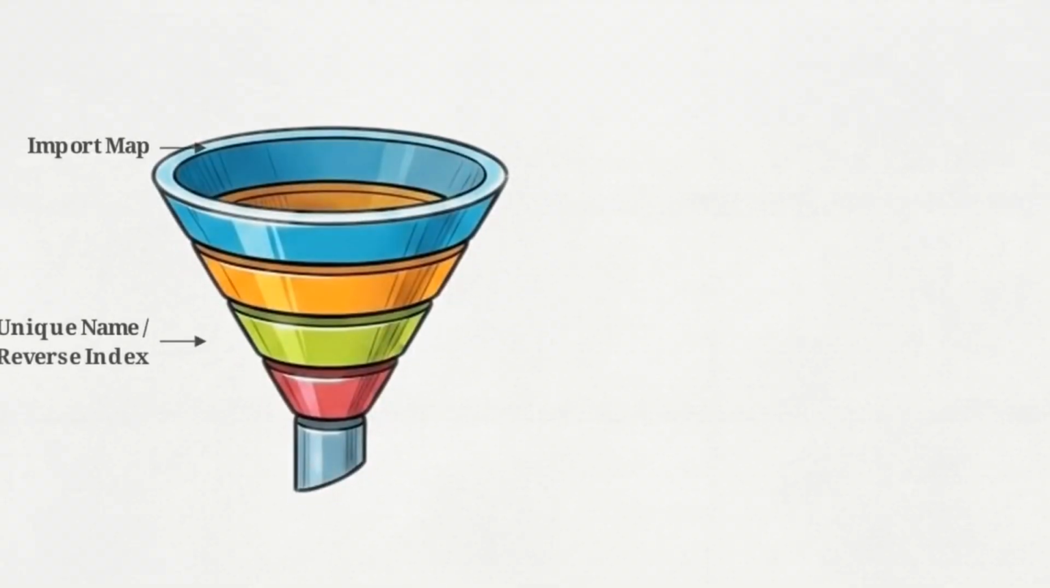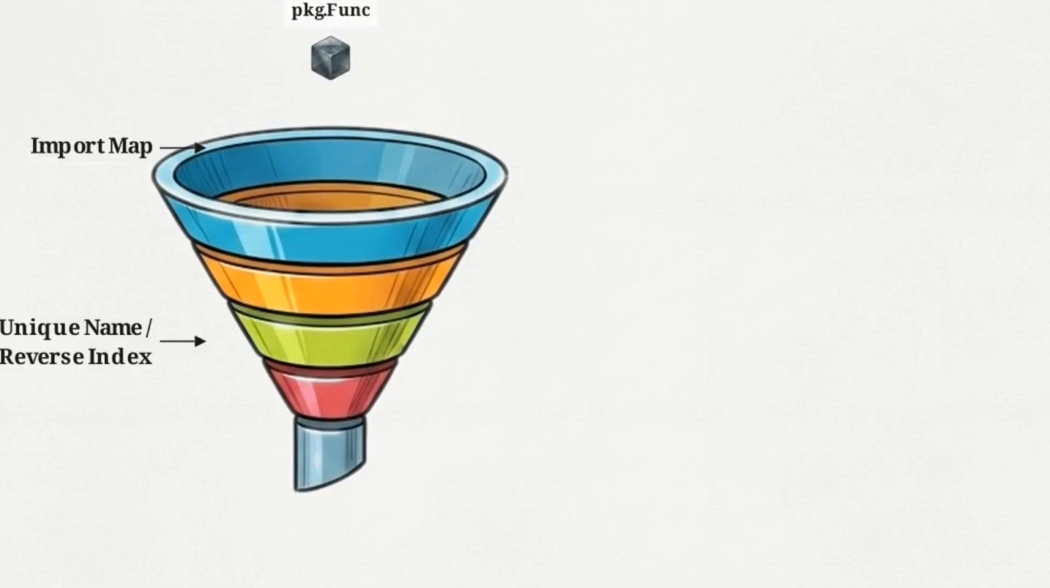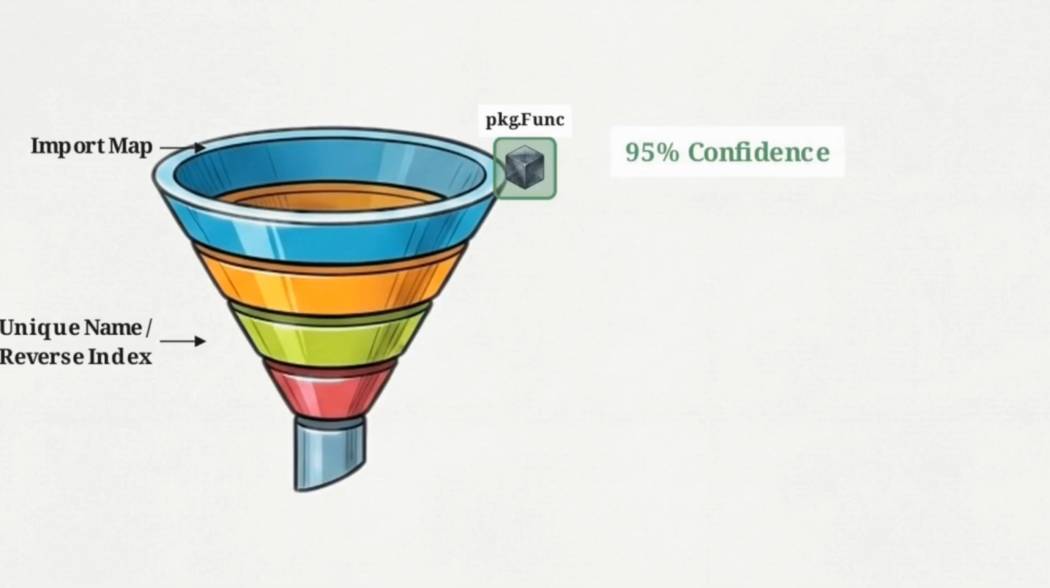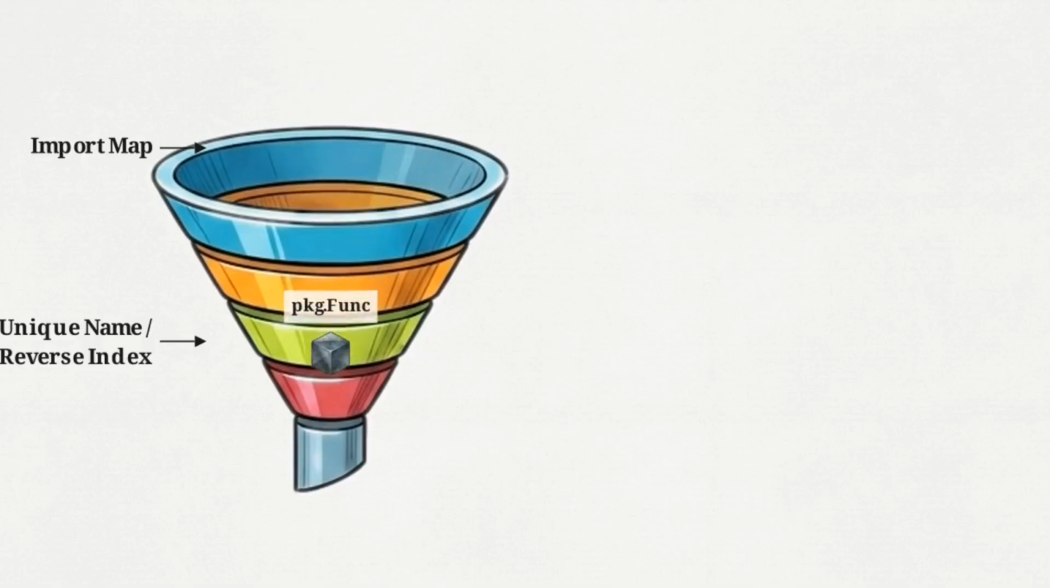To solve this, standard function calls pass through a 6-strategy cascade funnel. The first layer checks the file's import map. If prefix and suffix matching align the call with an explicitly imported module, it assigns a 95% confidence score and establishes the link. If the early strategies fail, the token drops to the fourth layer.